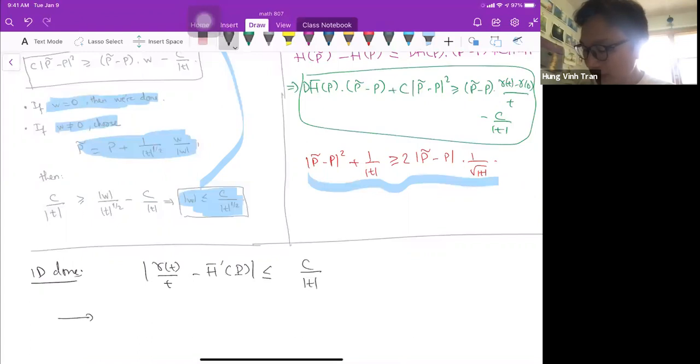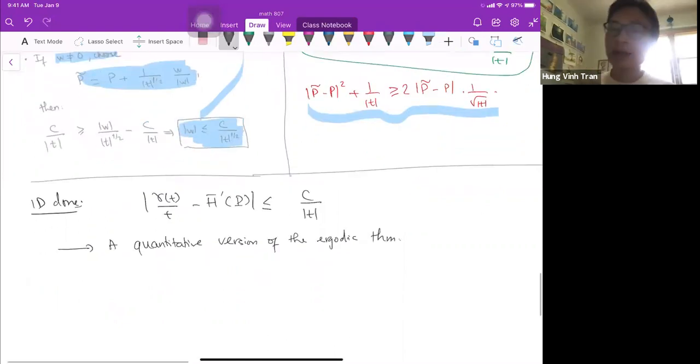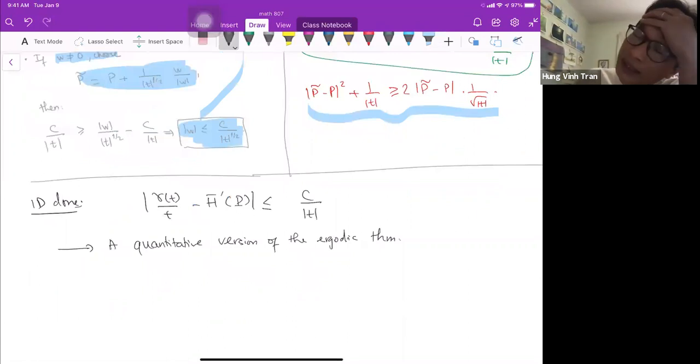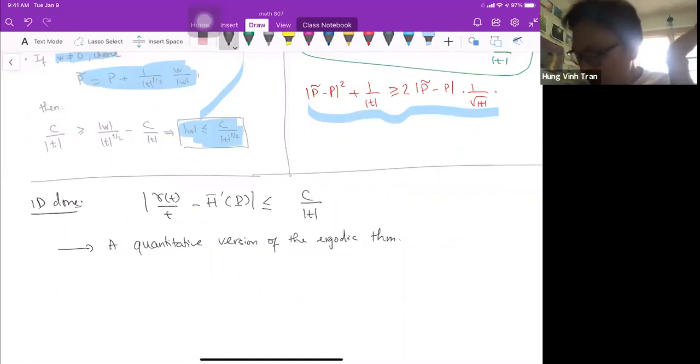a quantitative version of the ergodic theorem or something. Absolutely, what you said. Yeah. 1D is based upon, I cannot recall. Yes, so 1D, if I remember it correctly, is based upon this result.